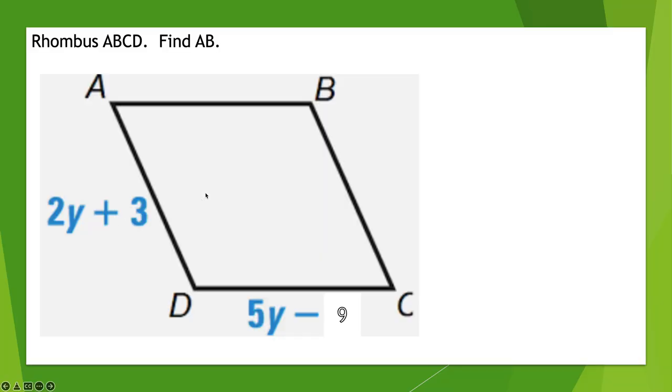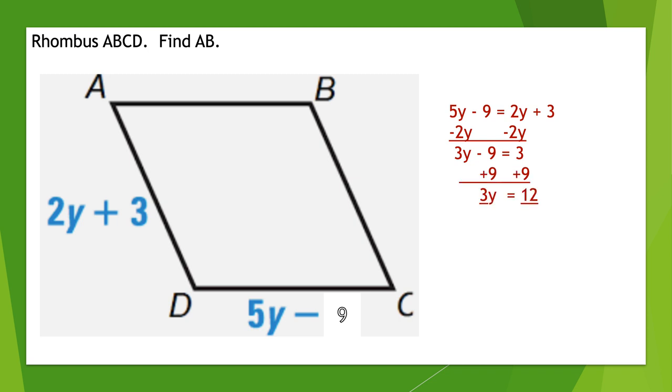Okay, it's a rhombus. Remember what you need to know about the consecutive sides of a rhombus? Go ahead. Okay, consecutive sides of a rhombus are congruent. So therefore, 5y minus 9 will equal 2y plus 3. Subtracting 2y from both sides, I get 3y minus 9 is 3. Adding the 9, 3y is 12. Dividing, I get y is equal to 4.